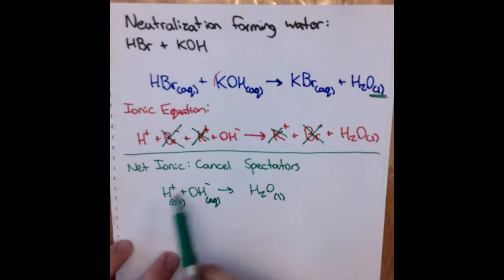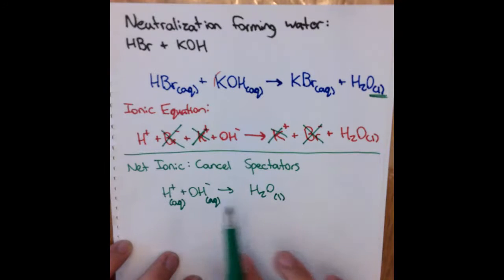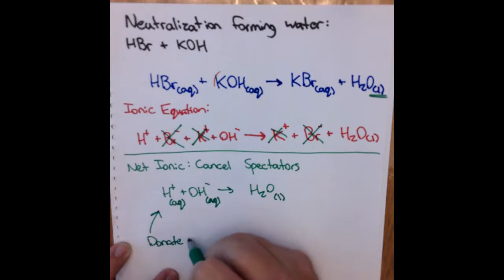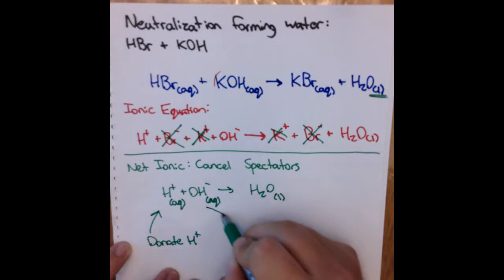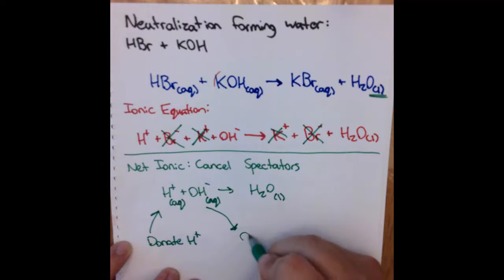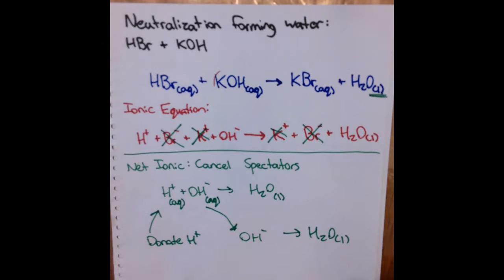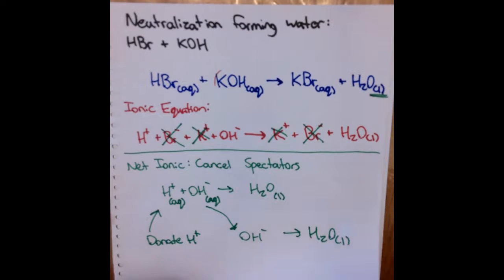And this is actually the general reaction for any acid and base reacting whatsoever. Any acid is going to donate H plus, and any base typically forms OH minus. So any acid and any base reacting with each other are always going to produce H2O. So that's great. There's our net ionic equation. So we've looked at two specific ways that we can create net ionic equations.